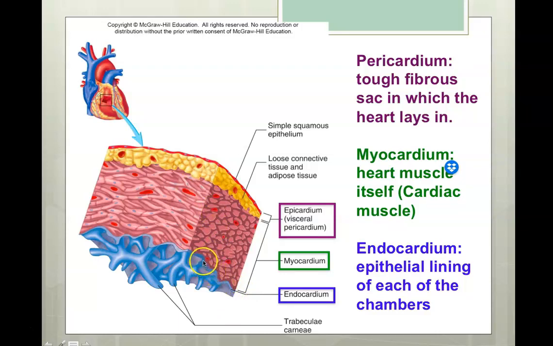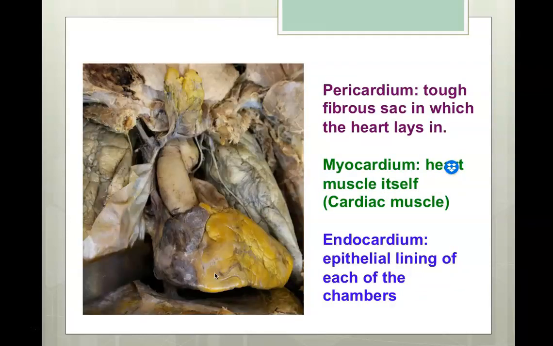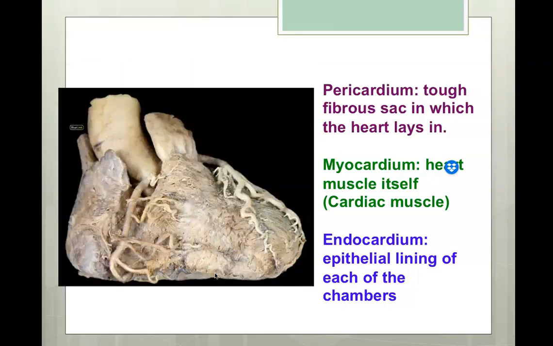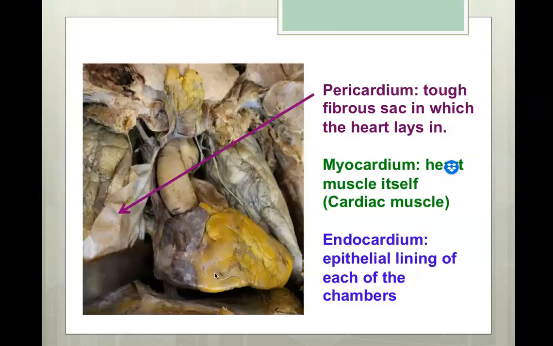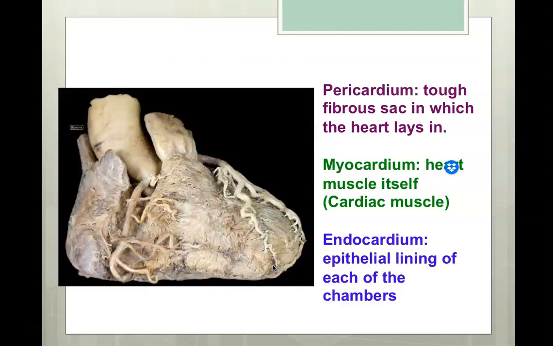So notice that this is this thin layer sitting against the myocardium, and we will soon talk about what this trabeculae carneae is. So the endocardium is made up of epithelial lining, and we'll find it within each of the chambers of the heart. So here's a cadaveric image of what you can expect pericardium to look like. And here is some of our myocardium. So if you look at this previous image, you can see all of this yellow tissue, and that's really our visceral pericardium or epicardium. And so when we peel that away, we get to see this myocardium.